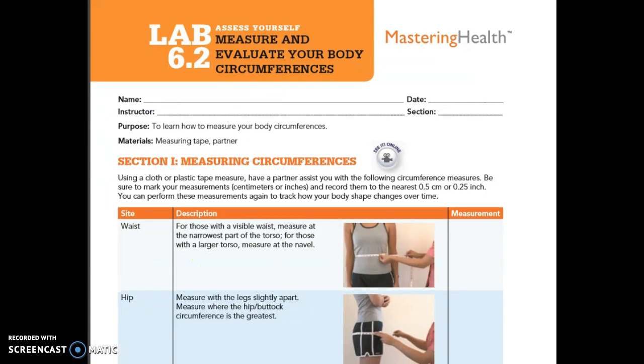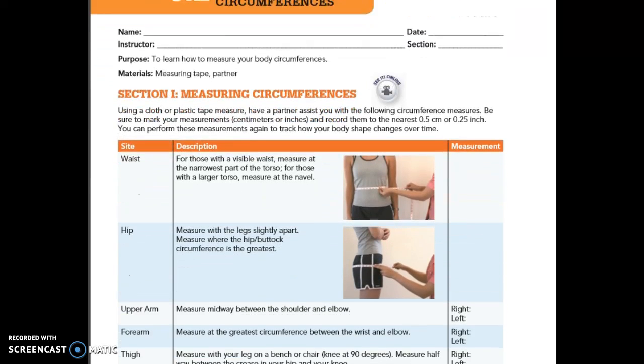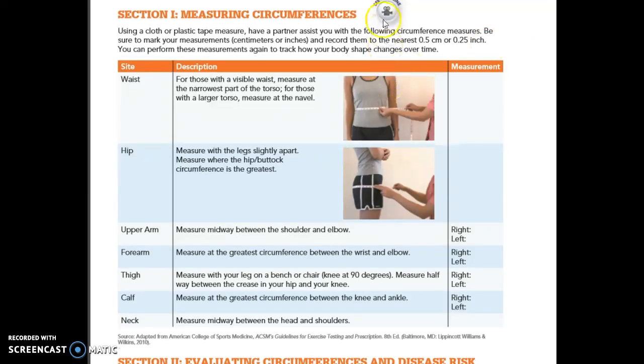Lab 6.2 is measuring your circumference measurements. And so the sites are listed right here. You can see there's a little video if you'd like to press this that shows you how to do it specifically. You cannot measure your own self accurately. And so it's important that you have somebody help you with this. Just to keep that in mind.